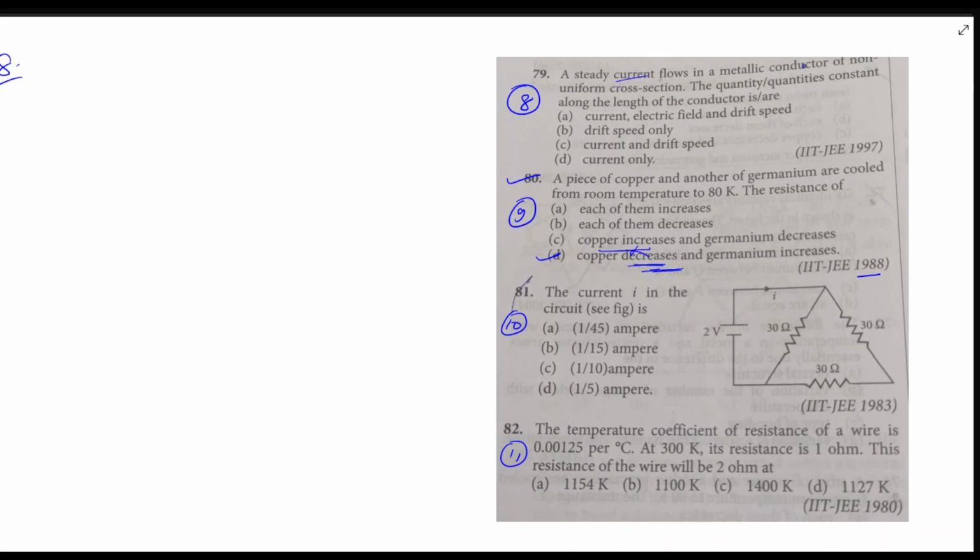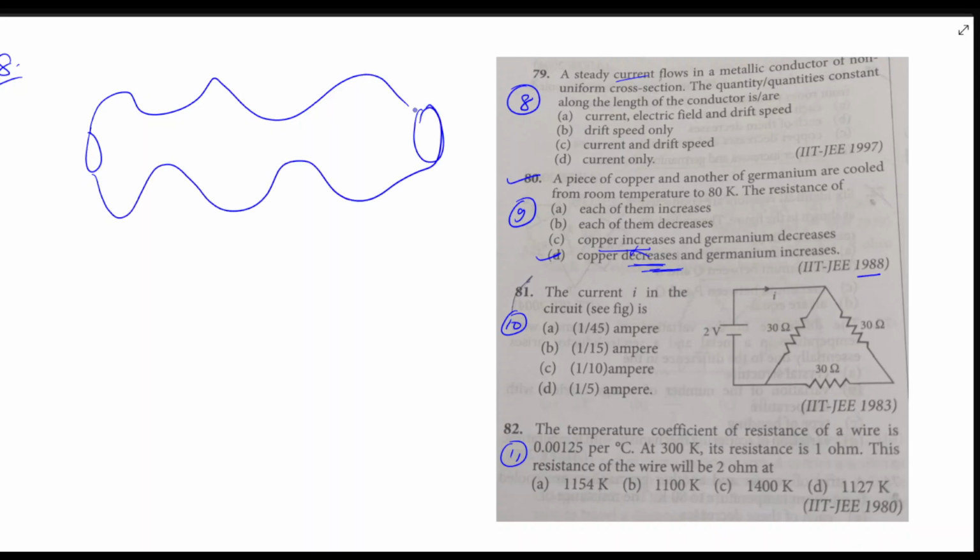We have a steady current flow in a metallic wire of non-uniform cross-sectional area. So let's say this is our conductor, and the current is flowing like this. If I enter, then I will also exit. Why? Because there is no accumulation of charge Q. Whatever Q is passing through this wire should exit out. So current should be the same at any cross-sectional area.